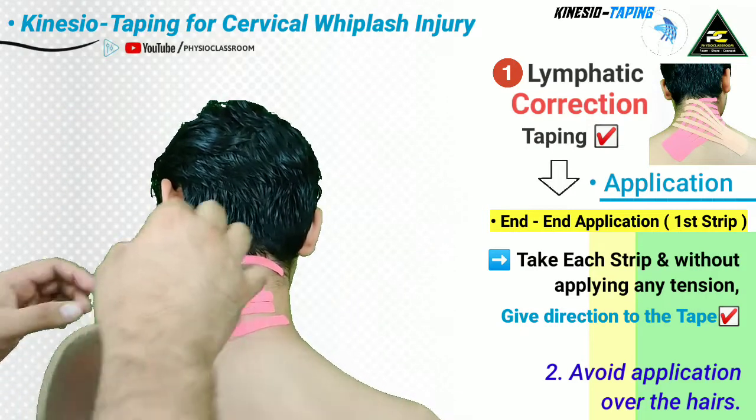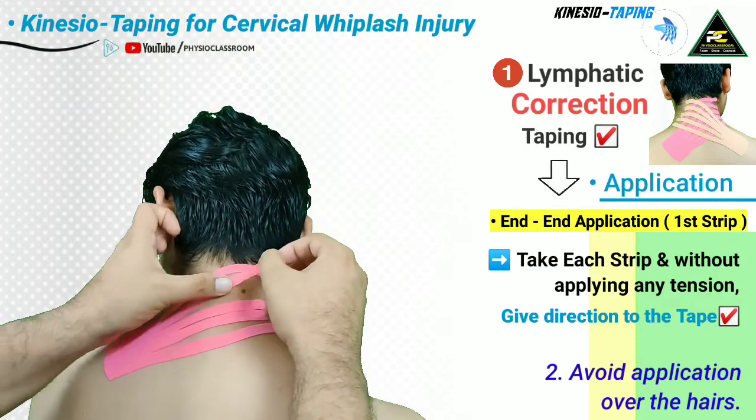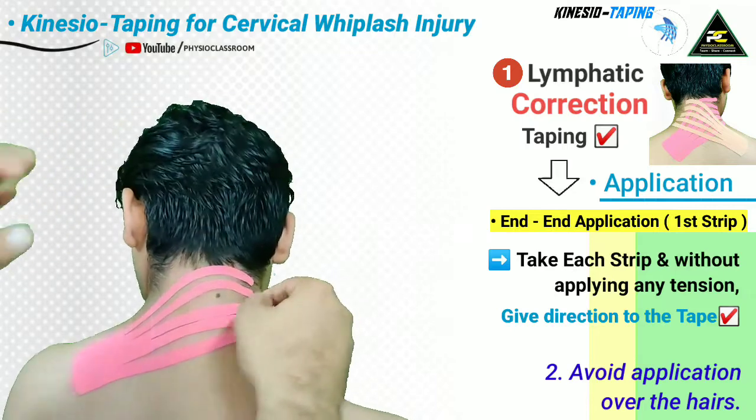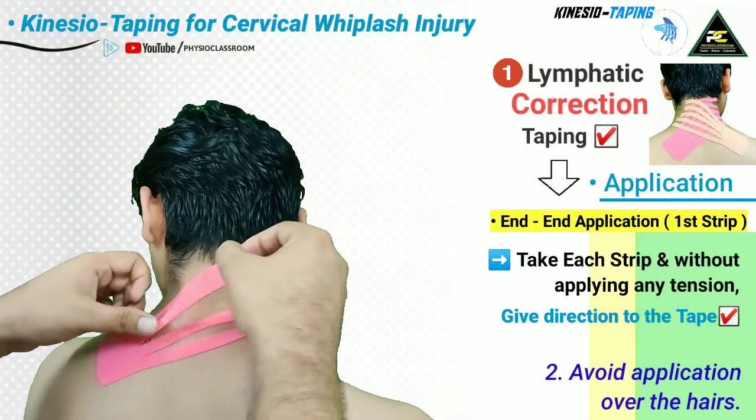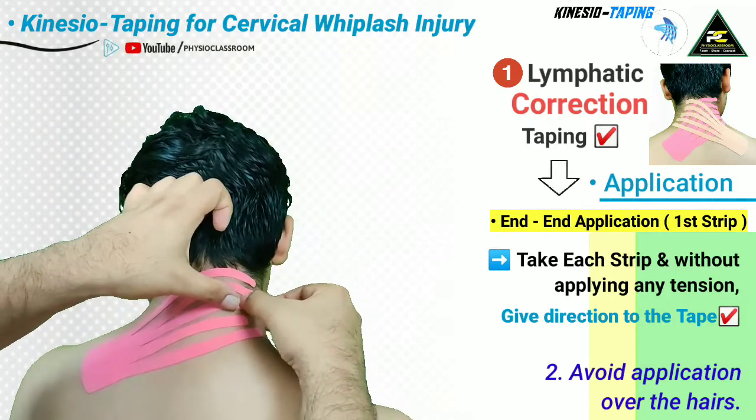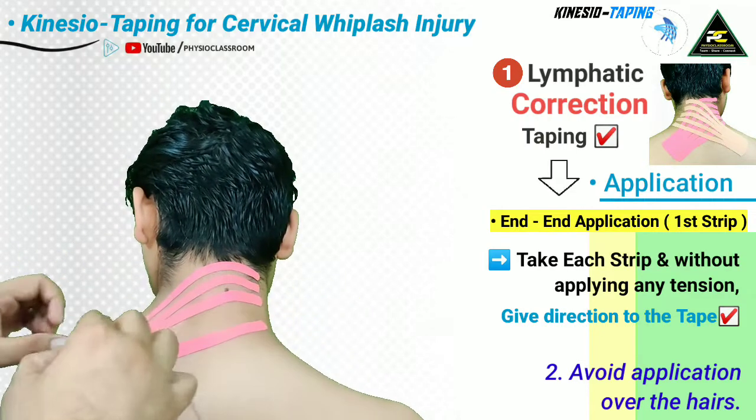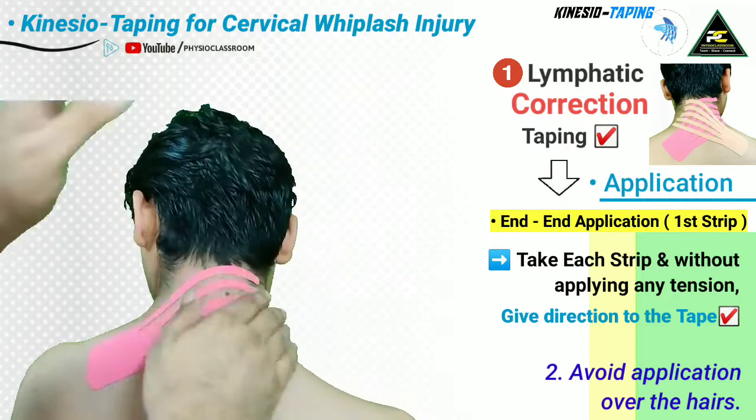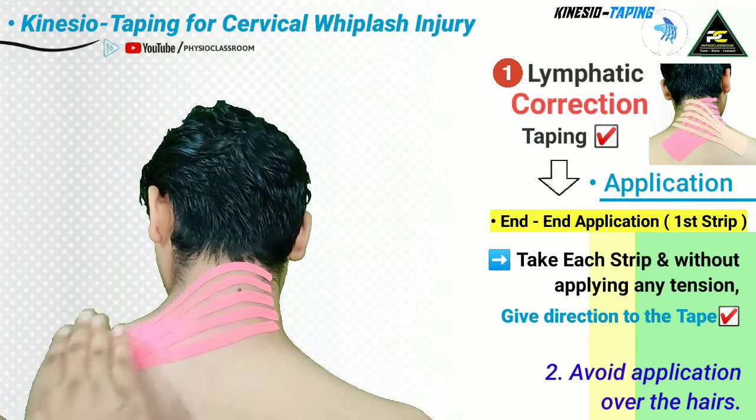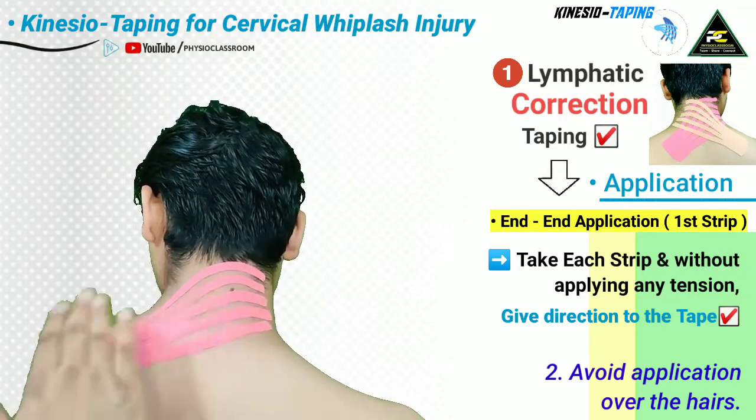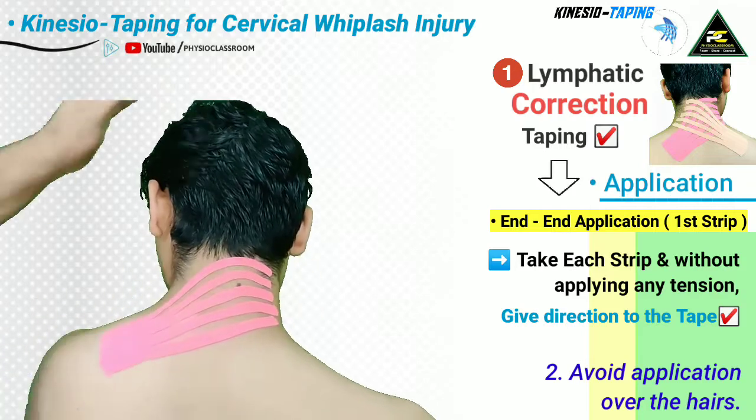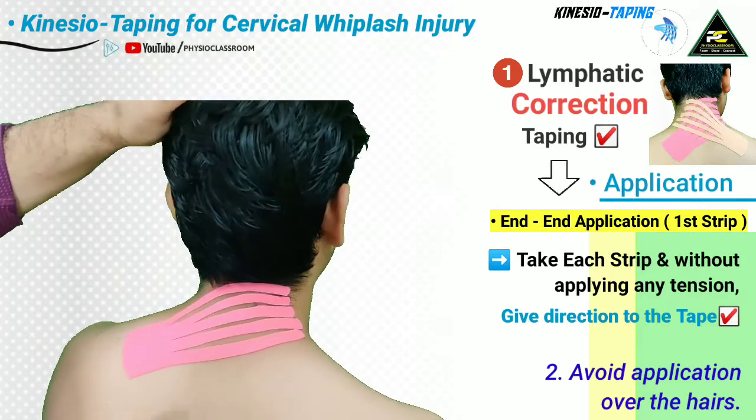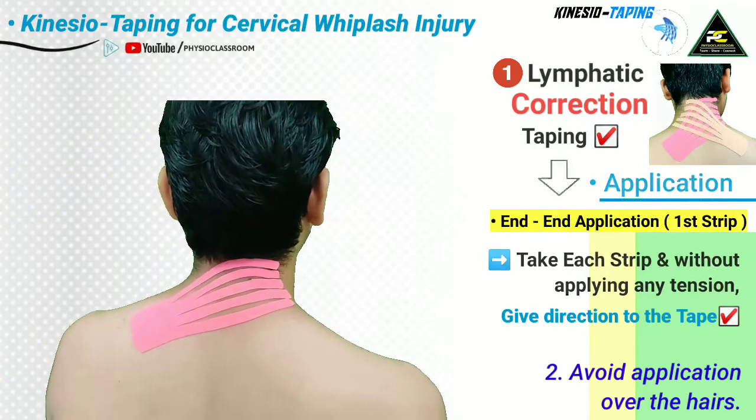then taking another one, going across without any tension, going across without any tension. So this is how we are going to apply the lymphatic correction tape for the left side. Now the same thing is going to be performed on the right side.